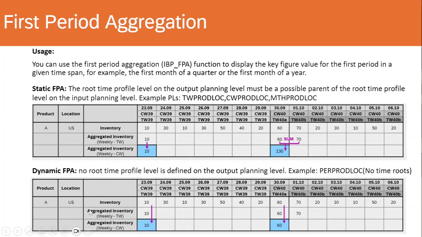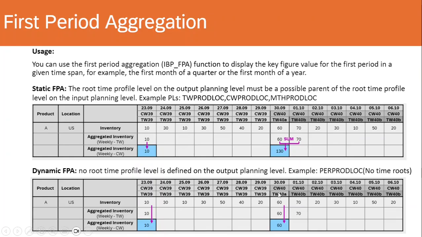Let's take an example here. You can also compare your dynamic first period aggregation with a static first period aggregation. So again, the same thing: inventory is defined at the lowest level, which is a day. Calendar week 39 and technical week 39 are the same because they have the same 7 days. Now, when you display data at technical week level, the value in the first period, which is 23rd of September, would be displayed. The same would be applied to calendar week, which is again 10.